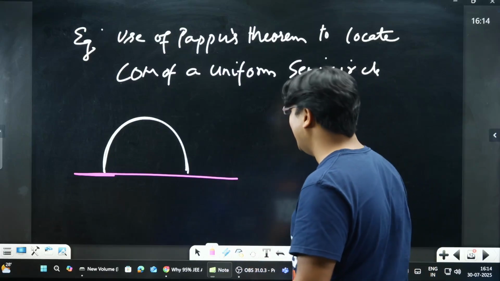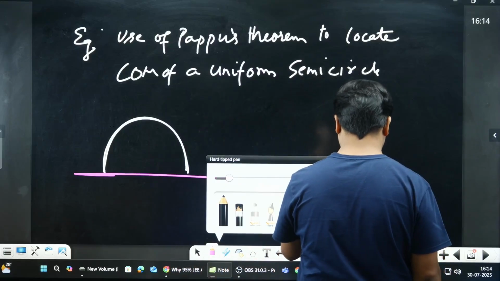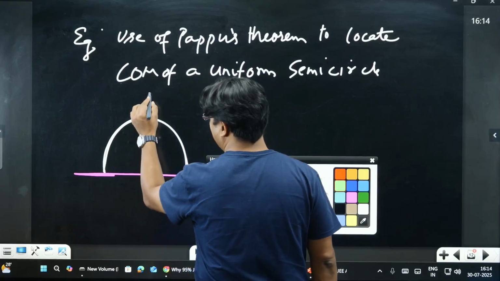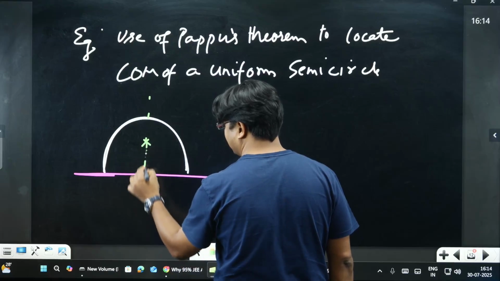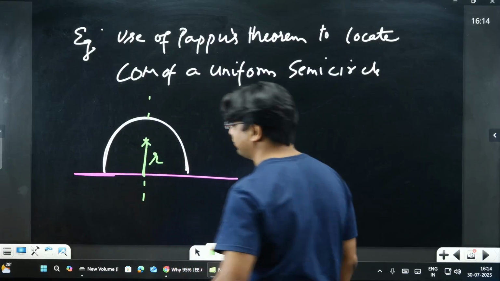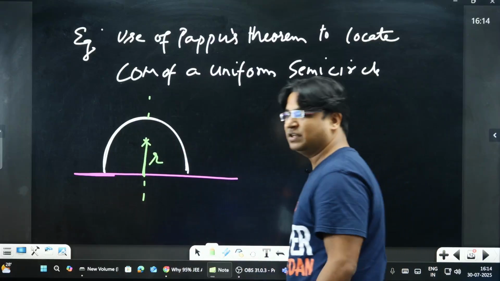Okay. Now, if I think about the surface of revolution, let's do one more point. I don't know where the center of mass is, but I'm very sure that it will lie on the line of symmetry. So it should be somewhere here. So this is the distance r that I am trying to find out. And let's say capital R is the radius of the uniform semicircle.